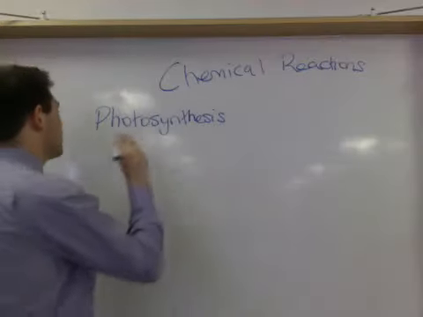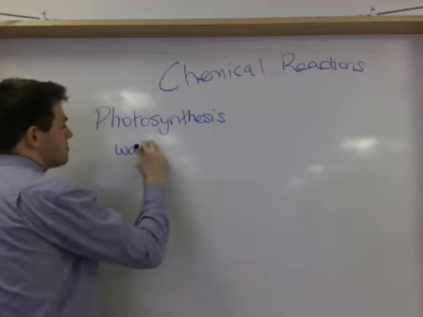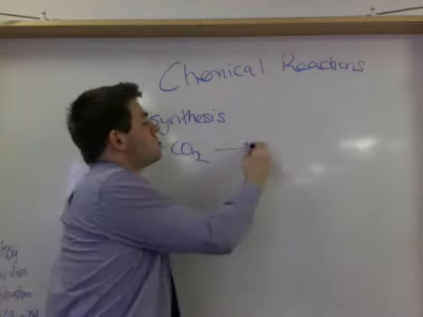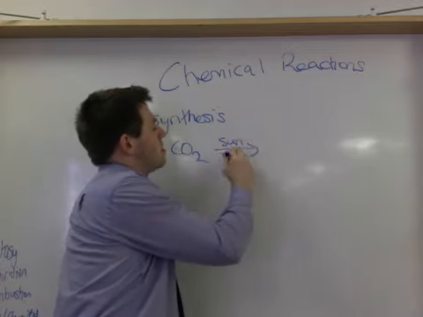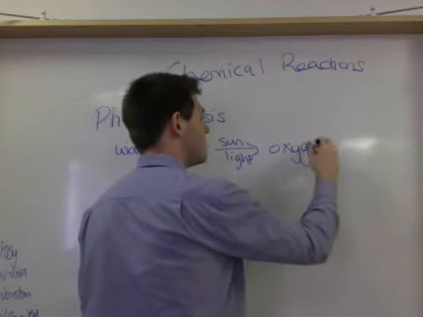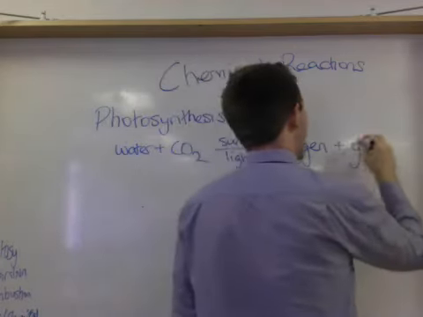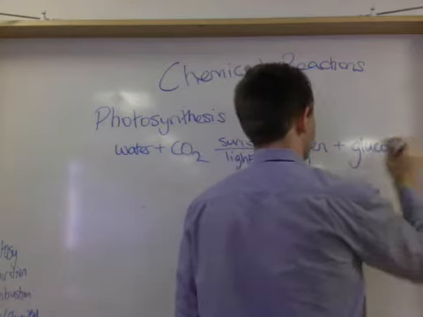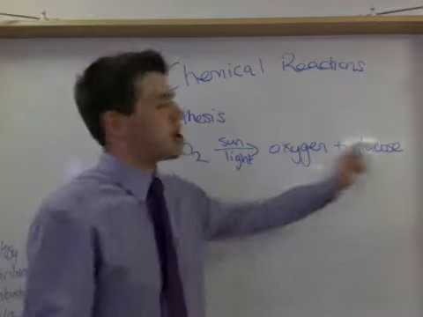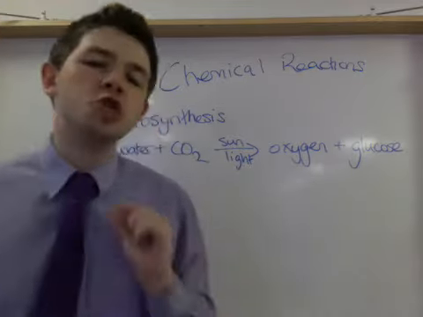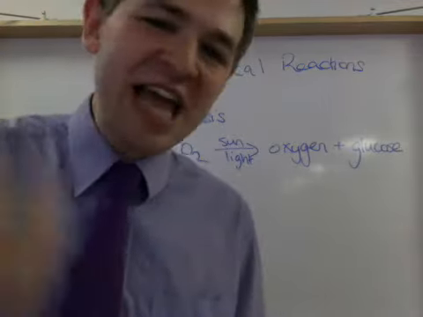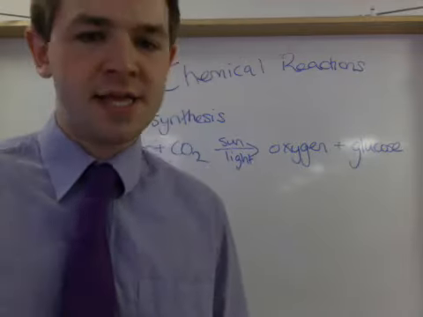It works like this. Plants need water. They need CO2. And those combine with sunlight to make oxygen. And they make glucose. Plants do this because they want to make glucose. They want glucose because that means they can get energy any time they like. Whenever they want it, they can get it.